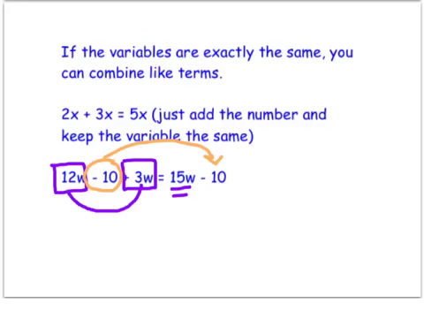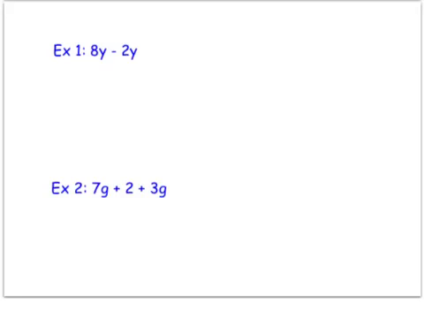Alrighty, we're going to do some more practice. Okay, so I'm going to look here. I only have two terms. I have 8y and 2y. And I'm subtracting. So I'm going to say 8 minus 2 gives me what? Gives me 6, and then I keep the y. So 8y minus 2y equals 6y.